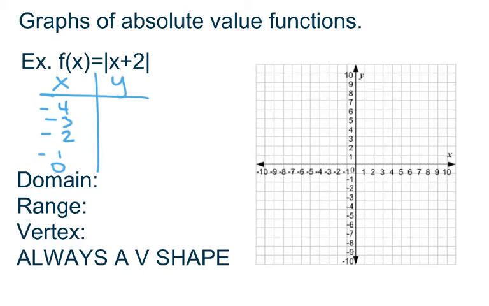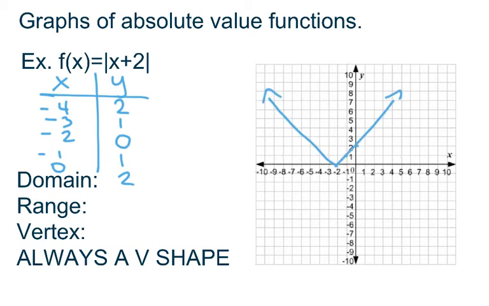-4 plus 2 is -2. The absolute value of -2 is 2. -3 plus 2 is -1. The absolute value of -1 is 1. -2 plus 2 is 0. Absolute value is 0. -1 plus 2 is 1. Absolute value of 1 is 1. 0 plus 2 is 2. Absolute value of 2 is 2. So now you have some coordinate points. You didn't even need a calculator. Go ahead and graph that.